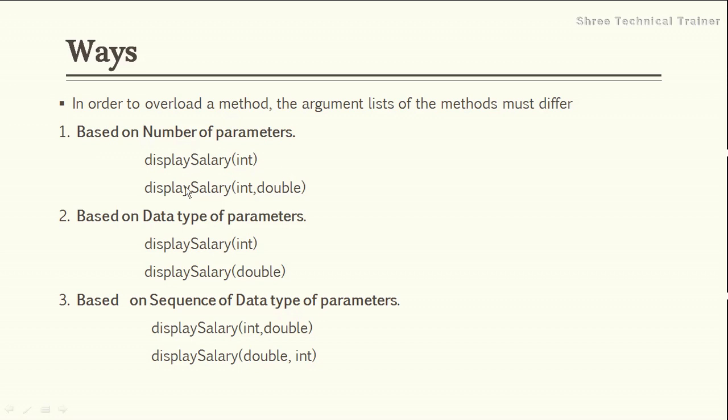So here I am having a method displaySalary. This is based on the number of parameters. Here I am having only one parameter. In this I am having two parameters, right? So based on the data type, here I am having one parameter, here too I am having one, but the data type varies. In the third case, we are having a displaySalary method in which the sequence varies. Here I am having integer, then double, then here I am having double followed by integer. So the sequence varies. So these are the ways to overload a method.